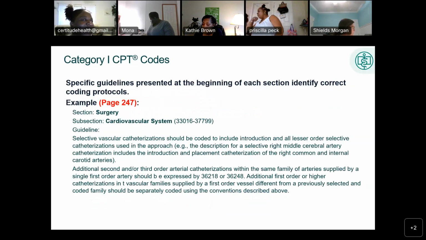So page 247 talks about specific guidelines. Just like in our ICD-10-CM book, you are going to have guidelines for this book as well. But instead of being all in one section at the beginning of the book, like in the ICD-10-CM, this book has them all throughout, and the guidelines are going to be related to each section.